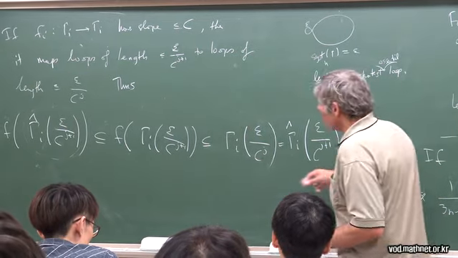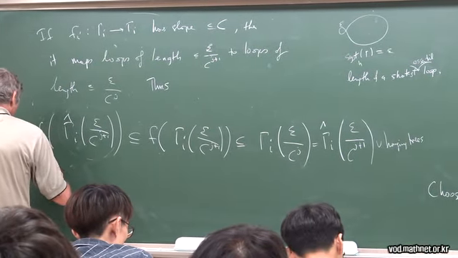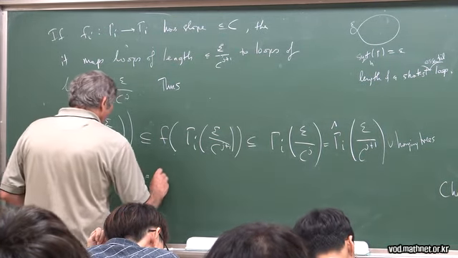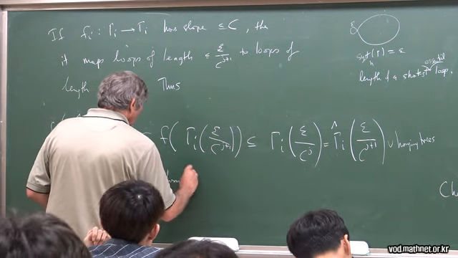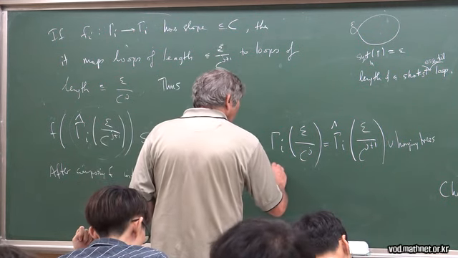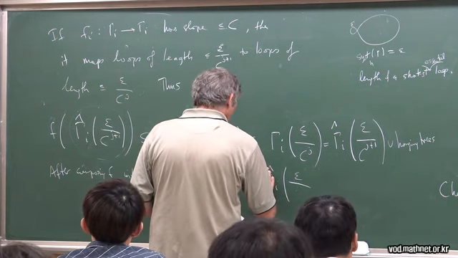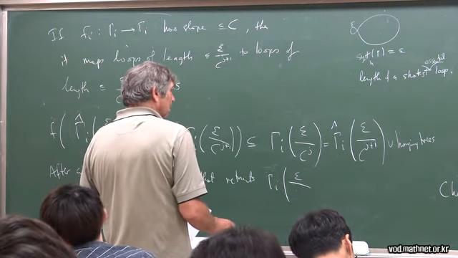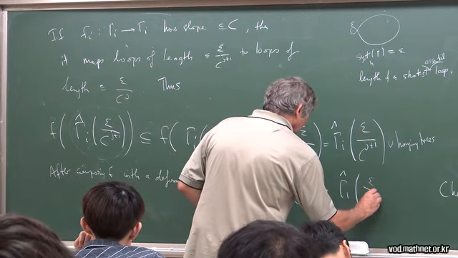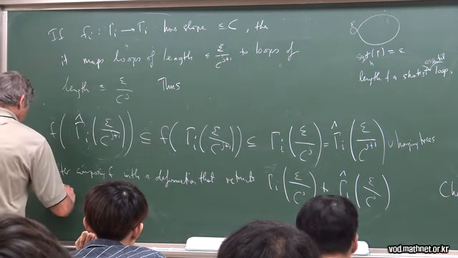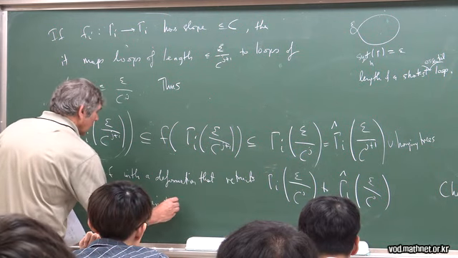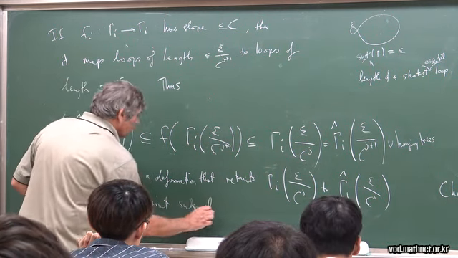So after composing f with the deformation that retracts gamma I epsilon over c to the j to gamma I hat epsilon over cj, we have an f invariant subgraph. And that's the end of the argument.